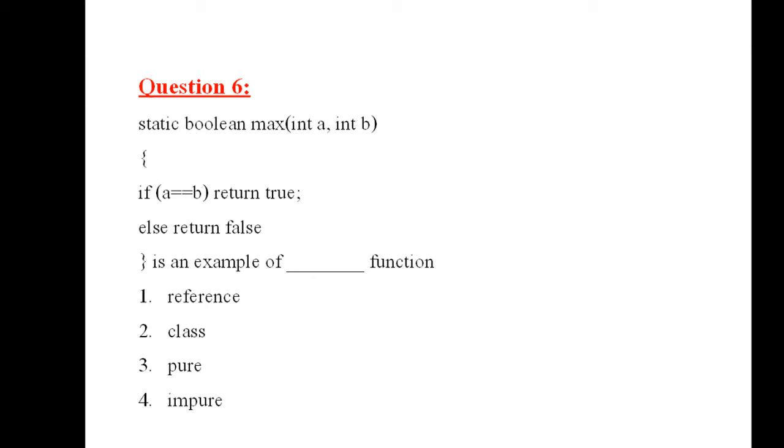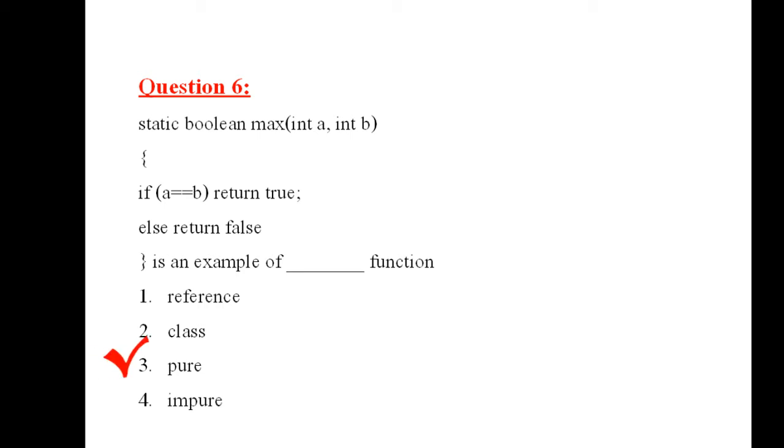Question number 6 is, static boolean max int a comma b, and in the method body you have, if a is equal to b, you will return true, else you will return false. Now this is an example of dash function. Now here you will find that there is no change of state of any object. Okay, you are just returning the value whether true or false. So this is actually a pure function.